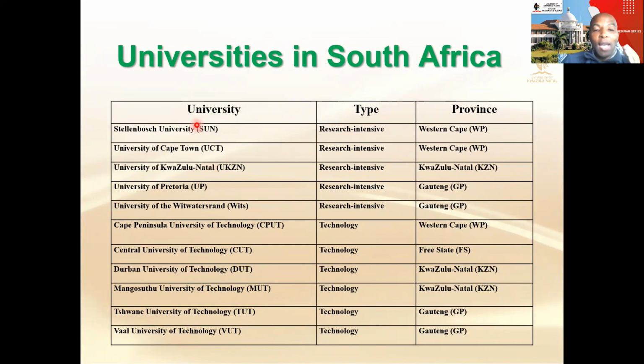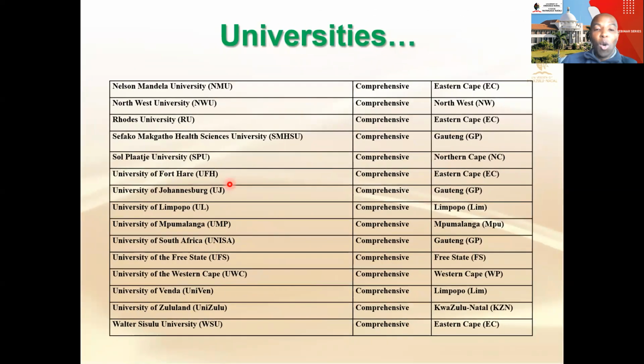Which ones are those? Here are the research-intensive universities in South Africa. You have Stellenbosch University, UCT, UKZN, University of Pretoria, and Wits University. Those are the 5 research-intensive universities that represent South Africa as a developed country, whereas others will present South Africa as a developing country. So you have those, and then more of those comprehensive universities are appearing here.